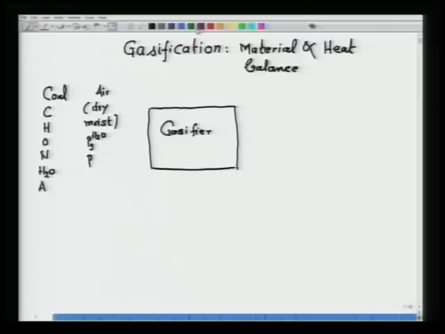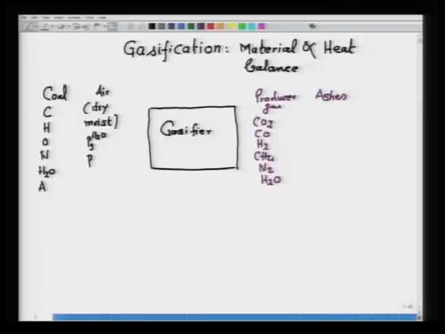Now, in the output, say you have producer gas, and I am taking a simple example where producer gas could have CO2, carbon monoxide, hydrogen, CH4, nitrogen, and H2O, the main constituents in producer gas. Then the output of the gasifier also has HS.